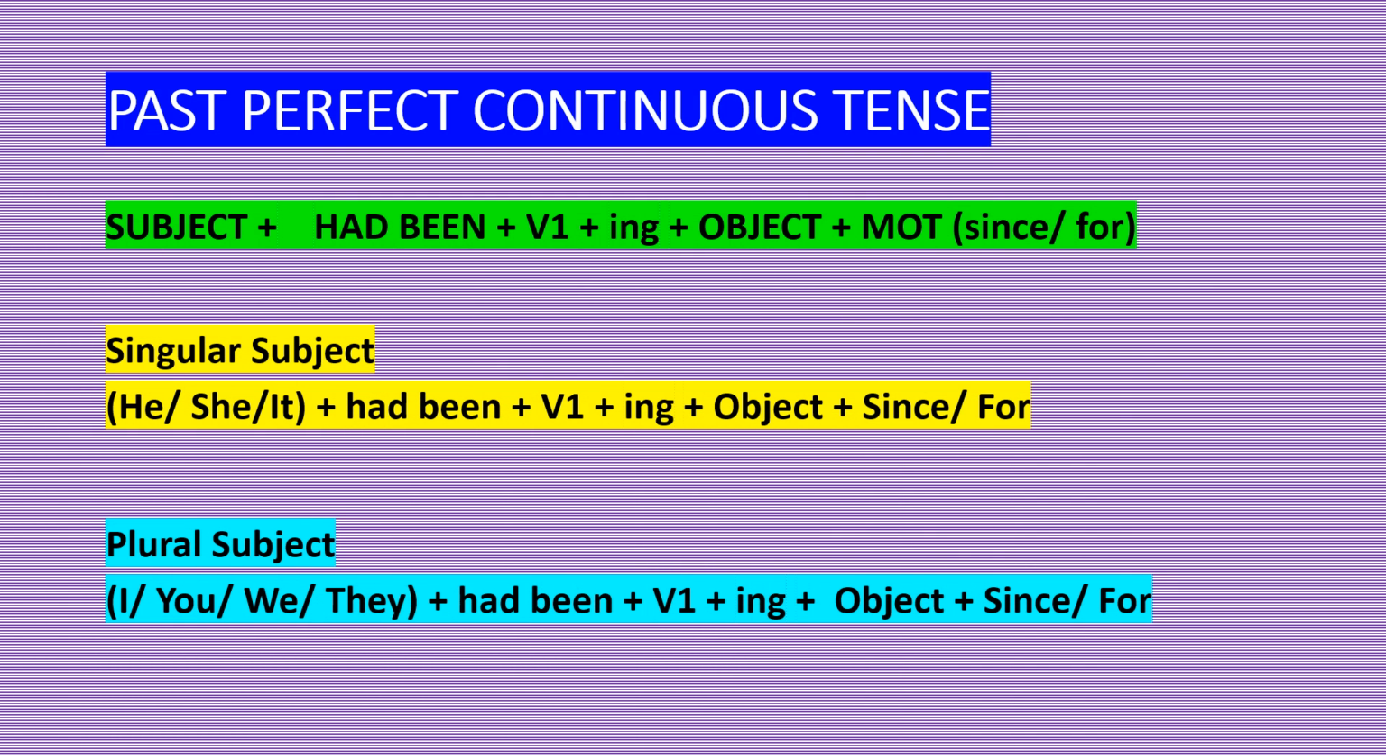So the past perfect continuous tense, also known as the past perfect progressive tense, shows that an action that started in the past continued up until another time in the past. The formula will be subject plus had been plus V1, the first form of the verb with ing, and object, and we can use MOT, which is since or for, depending on the sentence. If it is singular or plural, I will be using had been with the verb first form and ing and object.